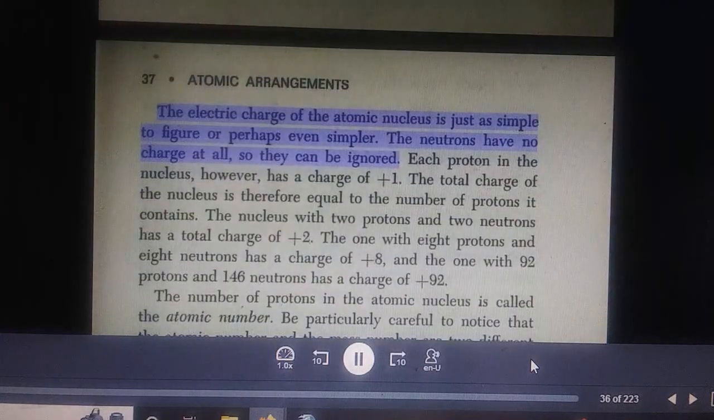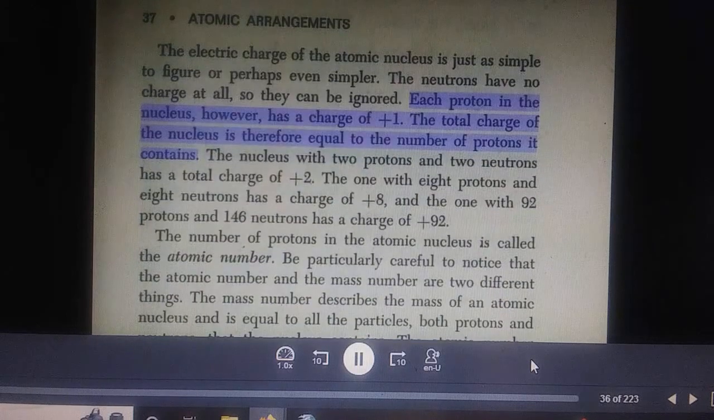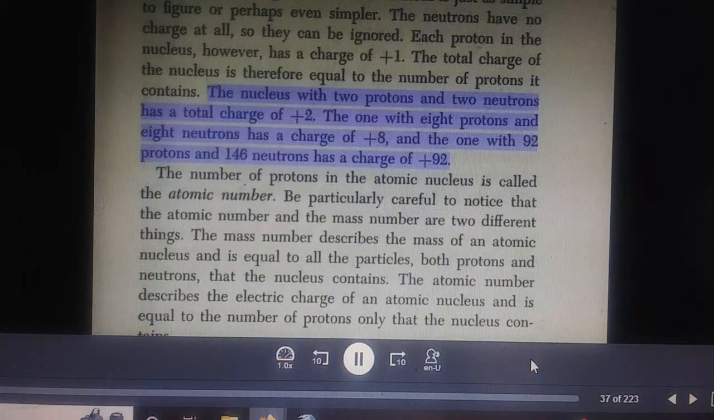The electric charge of the atomic nucleus is just as simple to figure, or perhaps even simpler. The neutrons have no charge at all, so they can be ignored. Each proton in the nucleus, however, has a charge of +1. The total charge of the nucleus is therefore equal to the number of protons it contains. The nucleus with 2 protons and 2 neutrons has a total charge of +2. The one with 8 protons and 8 neutrons has a charge of +8. And the one with 92 protons and 146 neutrons has a charge of +92.